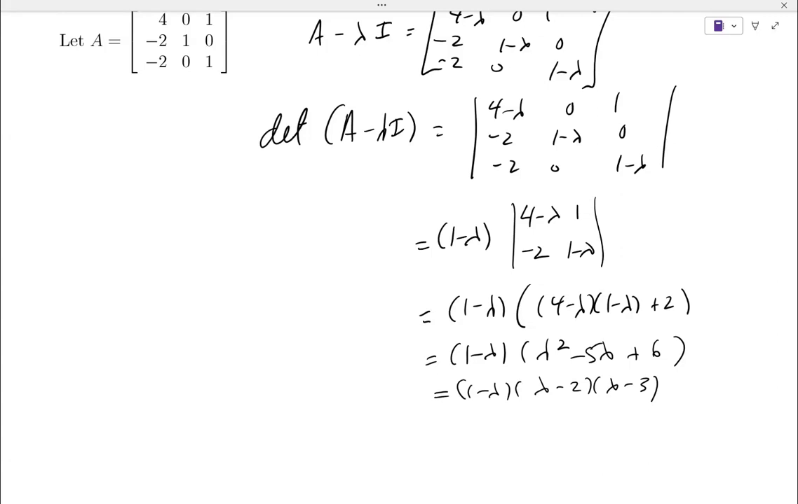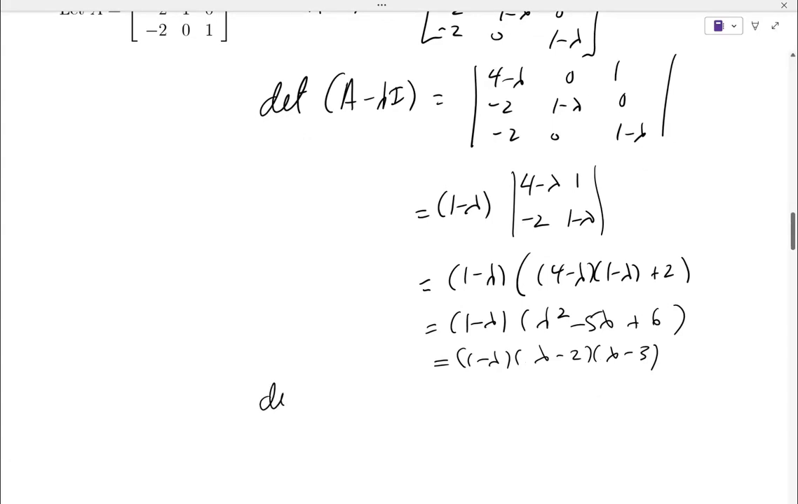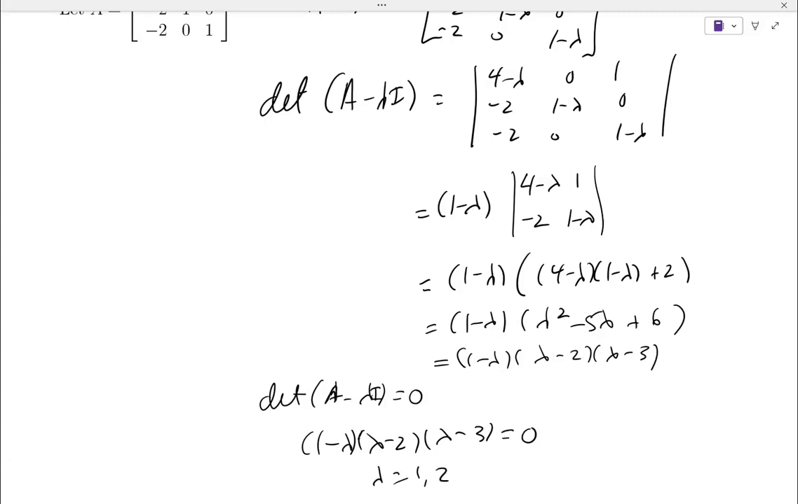So in this case, if you're actually going to find them, you would set this equal to 0. So you'd have 1 minus lambda times lambda minus 2 times lambda minus 3 equals 0. Lambdas 1, 2, and 3. Those would give you your lambdas.